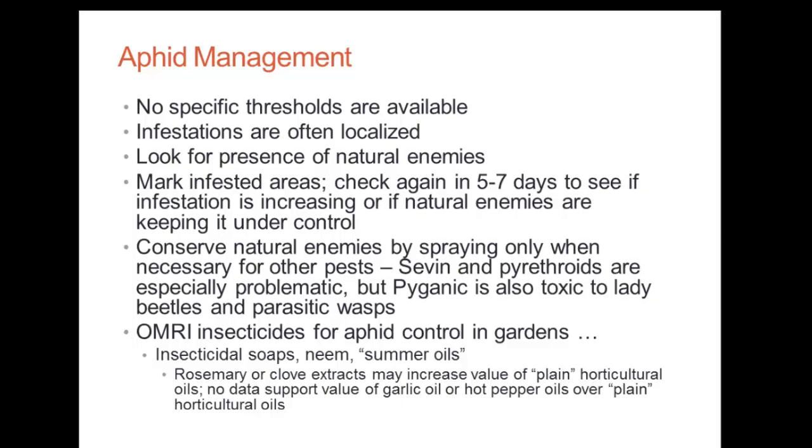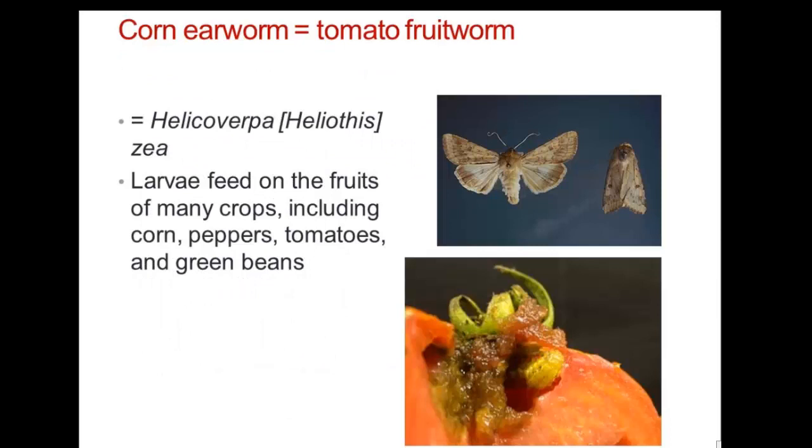The conventional gardeners, we always say Sevin and pyrethroids are especially a problem, but realize that Pyganic also kills lady beetles and parasitic wasps if you spray them. So to conserve natural enemies, you wouldn't spray those things, and you would also think of all the interplantings that help provide pollen and nectar for these parasitic wasps and for lady beetles, because they don't feed just on insects. They also feed on pollen and nectar. The OMRI insecticides are generally soaps and summer oils, and again, there's no real benefit to buying a garlic oil or a hot pepper oil.